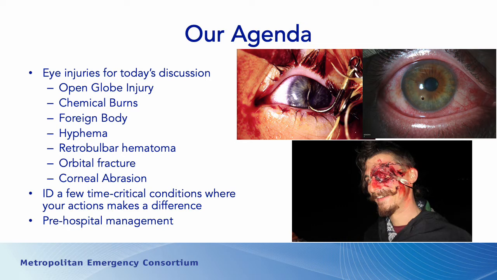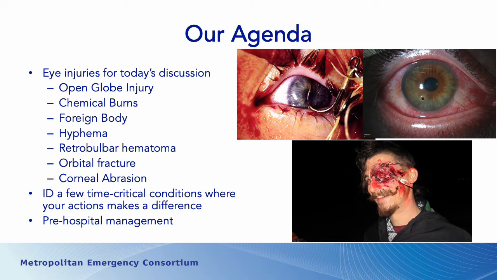If you look at my pictures, it kind of gives you an idea of what we're going to talk about. Here, we've got a penetrating injury to the anterior part of the eye. Here we have a picture of a dark foreign body of the cornea, probably a piece of rust. But this is a common eye complaint for evaluation in the emergency department.